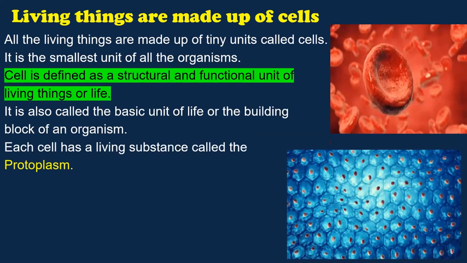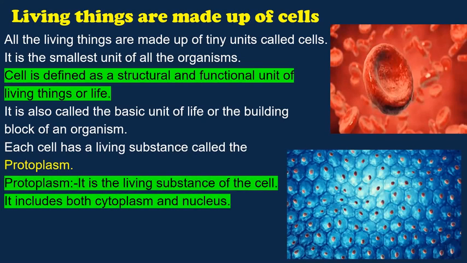Each cell has a living substance called the protoplasm. Protoplasm can be defined as the living substance of the cell and includes both cytoplasm and nucleus.